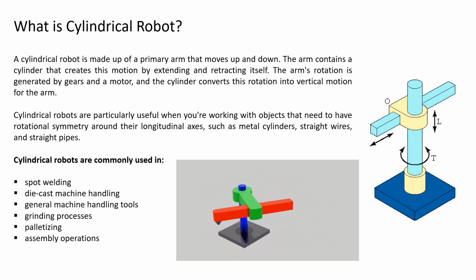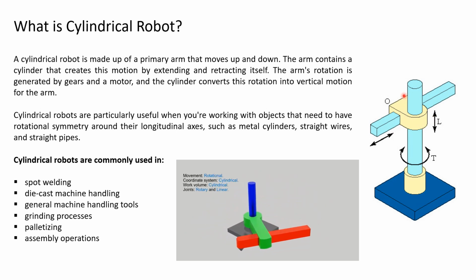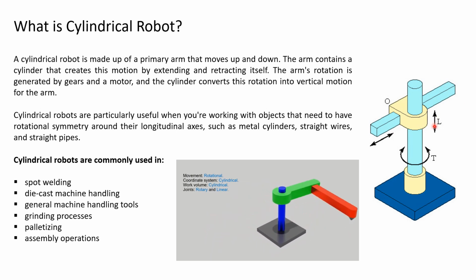Now here on the screen you can see this image. So are you able to identify what are the different motions it will have? So this O indicates the orthogonal movement, L is the linear movement, and this is a twisting movement. So this cylindrical robot is made up of a primary arm that moves up and down. The arm contains the cylinder that creates the motion by extending and retracting itself. The arm's rotation is generated by the gears, and it will be having some motor.